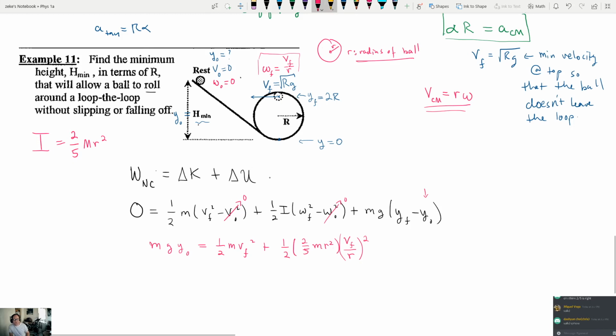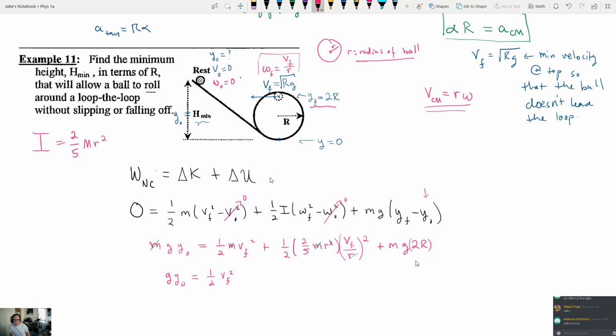Okay, now more things can cancel. Our goal was to find y initial right here. So we can now cancel out masses from every term. Like I said, we can cancel out these r's. And what we're left with is g times y initial is equal to 1/2 v final squared. Oh, I left a term off. Whoops. Plus mg y final. And y final, I believe, was 2r.